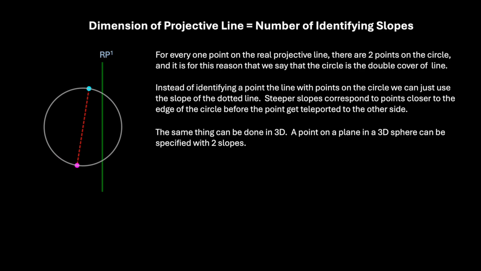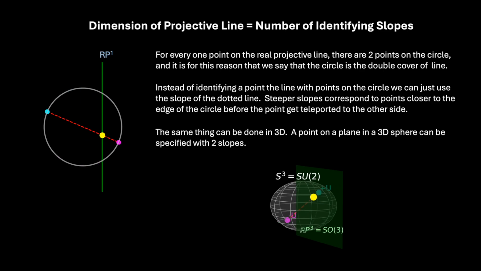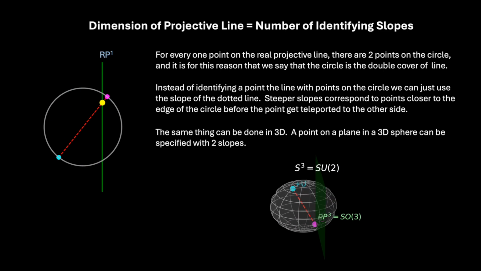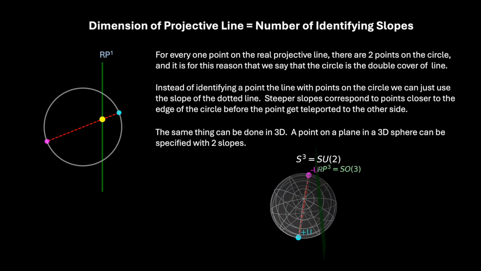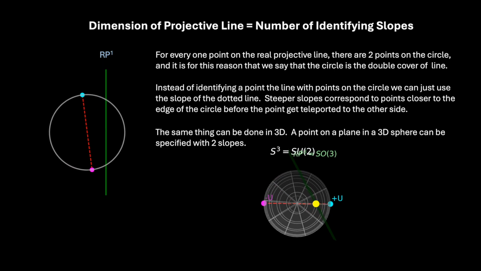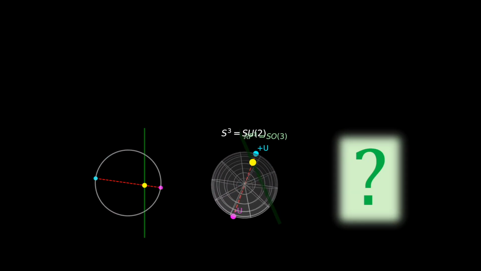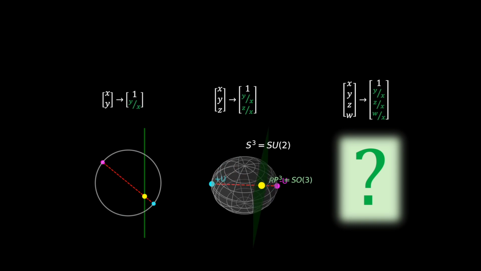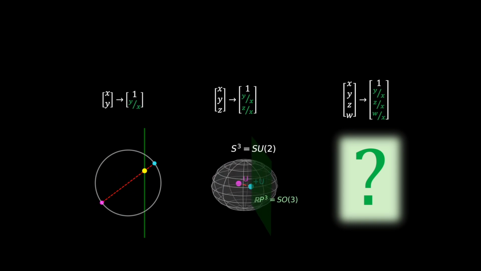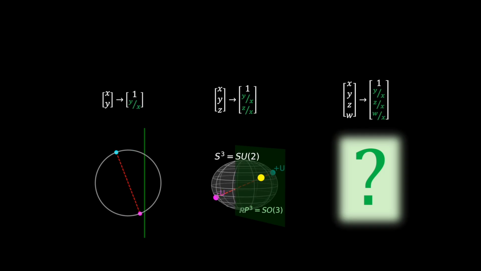The same thing can be done in 3D. A point on a plane in a 3D sphere can be specified with two slopes. This becomes harder to visualize in higher dimensions, but we can extrapolate this pattern out to accommodate four-dimensional spacetime, where a point in spacetime is double covered by 2 points on a higher dimensional sphere.